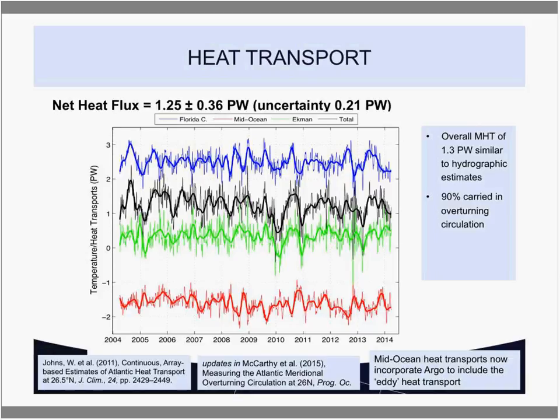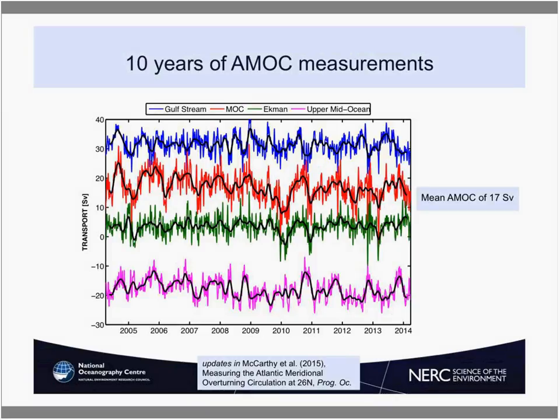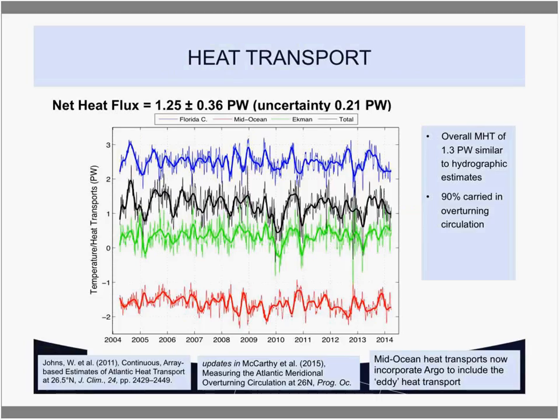The heat transport calculations are really led by Bill Johns at the University of Miami. Again, we've got this in various components. We've got the heat transport, or I suppose technically it's a temperature transport, of the Florida Current, in the blue line. The transport of the Ekman, in the green line. The mid-ocean, so this is the full mid-ocean now, not just the upper mid-ocean, in the red line. The total, which is the sum of these, is the black line. Now, between these two slides, you'll see that the black line on this slide and the red line on the slide before are very similar, and that's no coincidence.